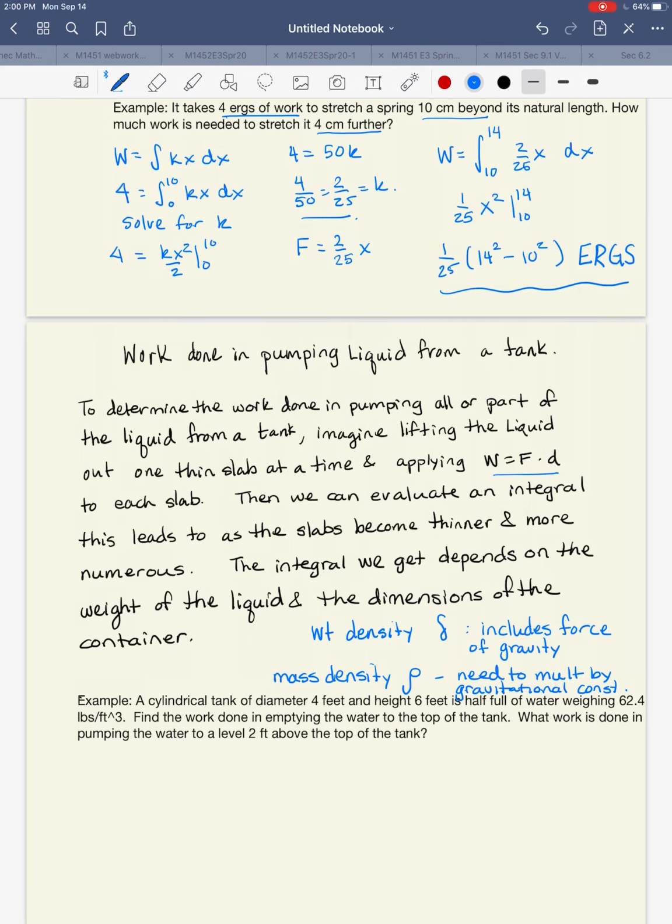I'll just hope that we're doing everything in our English units for our examples, and we'll look up the weight density. So let's not worry about that. We'll have ours with the gravitational constant in it. If we need to put it in there in WebWork, we can look it up.